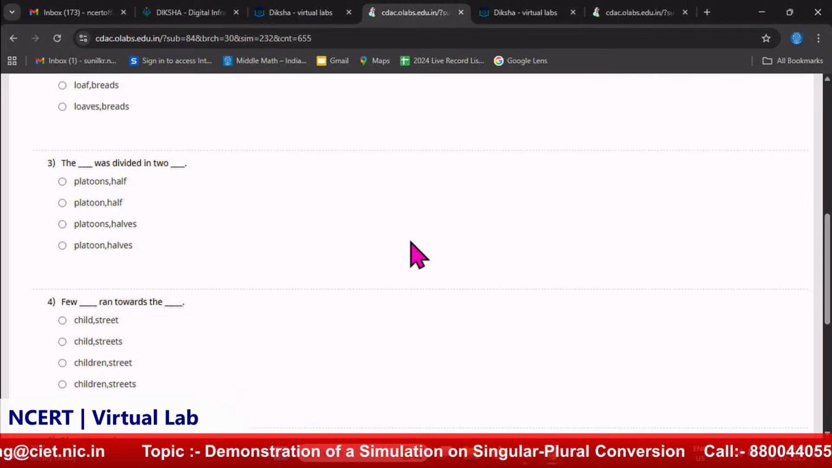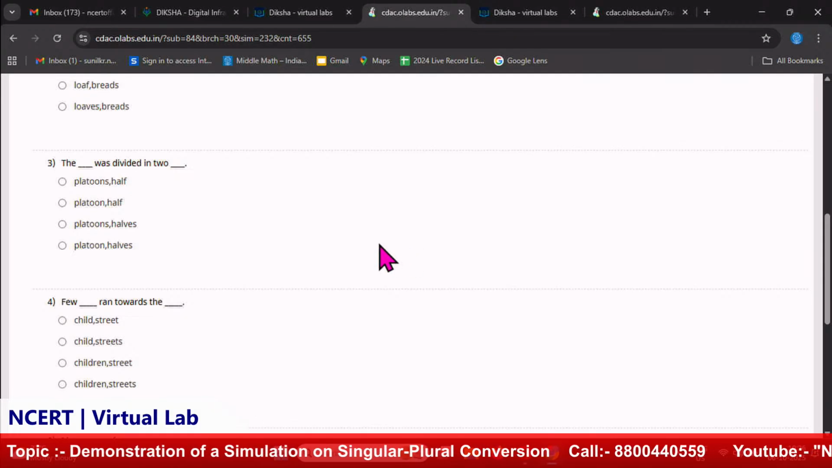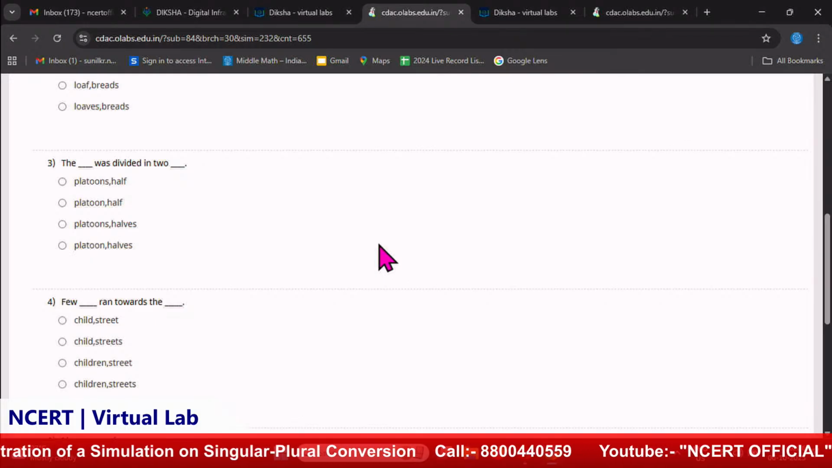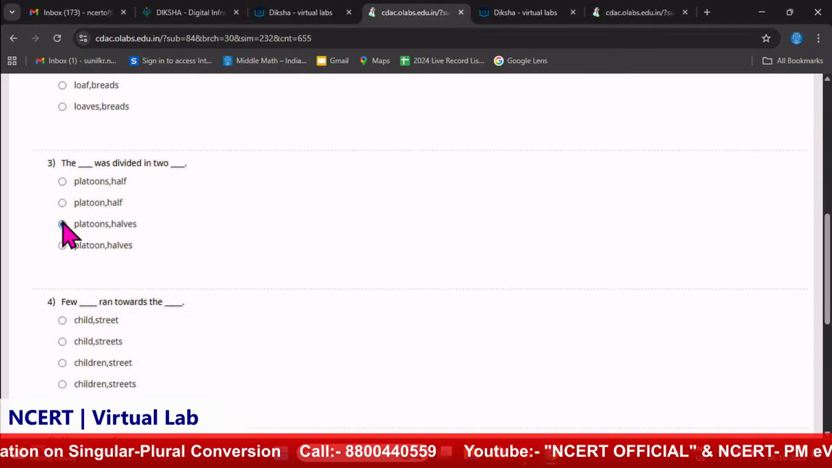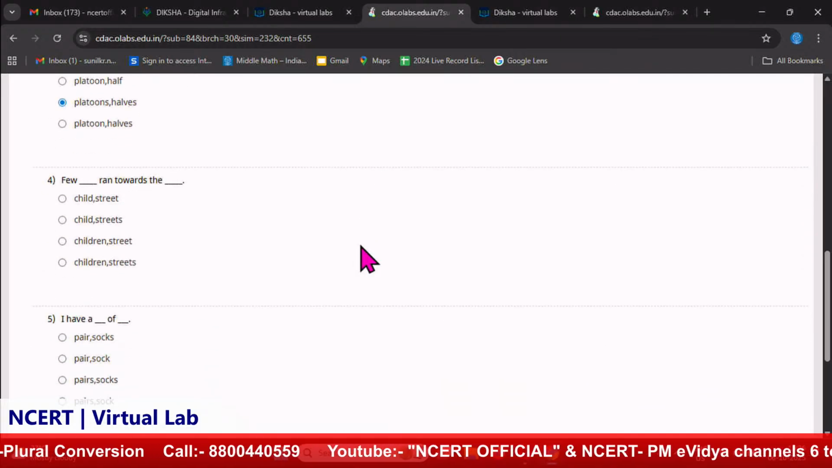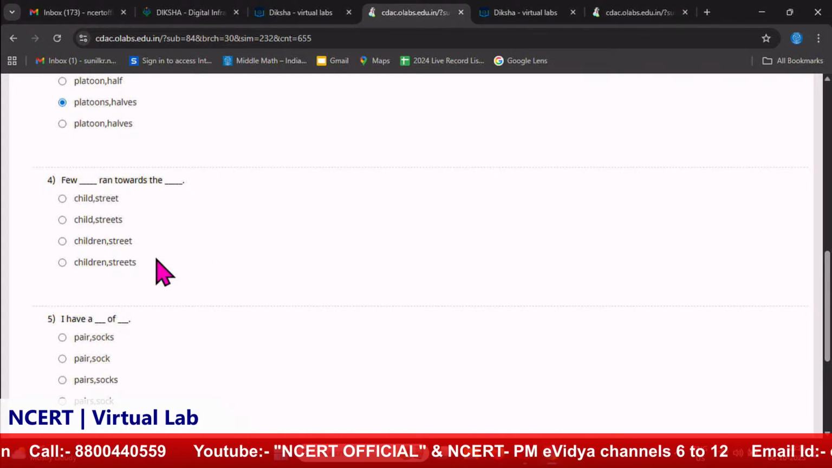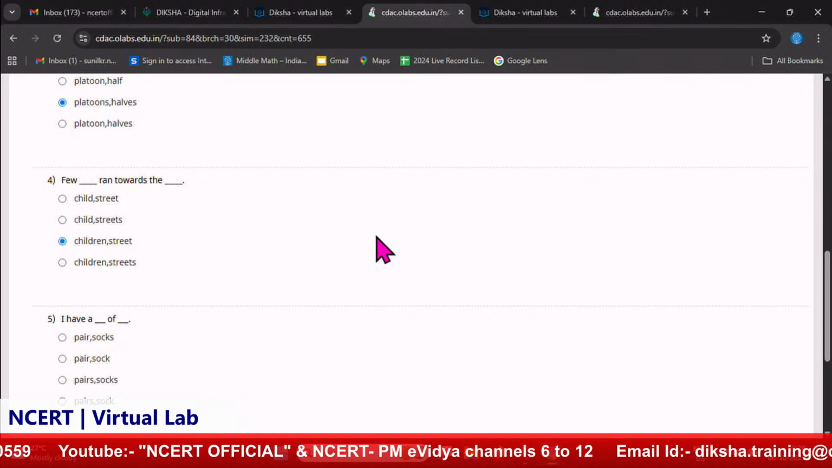The dash was divided into 2 dash, platoon and half, different combinations. The platoon was divided into 2 halves. Halves, not half, yeah, it's halves. Few dash ran towards the dash. Few children ran towards the street. Why not streets? Because they can run only in one direction.